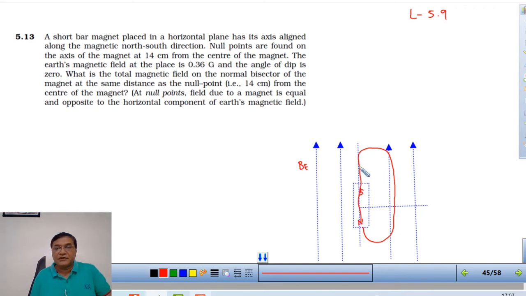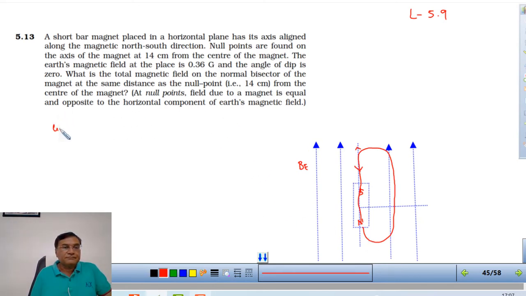So you will get the null point on the axis. Why? Because this is the magnetic field of the magnet, the red line, and this blue line is the magnetic field of the earth. Both are opposite, so you get zero magnetic field on the axis. It is only possible on the axis if the magnet is placed like this. North is down, south is up, meaning not toward the south of the earth.